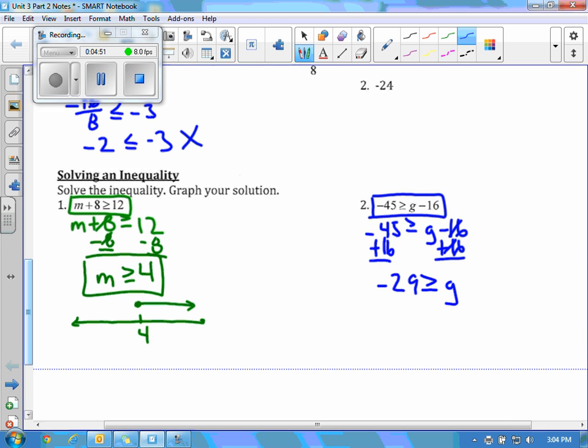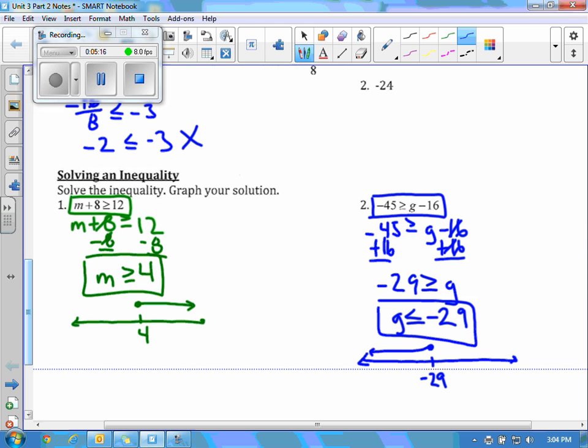Now, when you're solving inequalities, you want to rewrite it so that the variable comes first. So if I write the variable first, my inequality symbol needs to flip. So g is less than or equal to negative 29. The reason why we do that is because since we're going to graph it, we want to know everything based on the variable. So I'm going to draw the point at negative 29. It's less than or equal to. Equal to tells me that it's colored in or filled in. Less than tells me to go to the left.